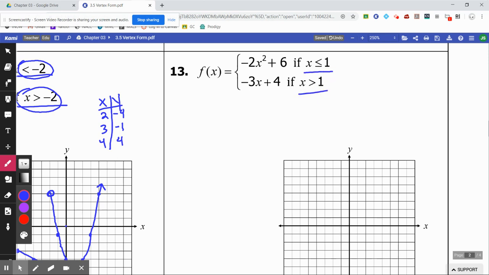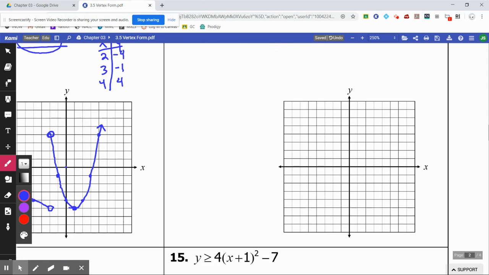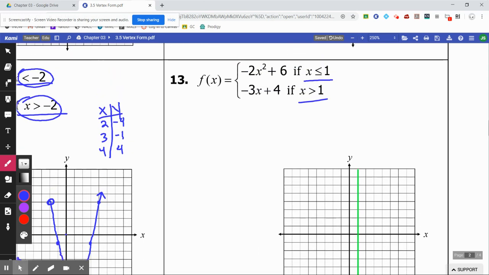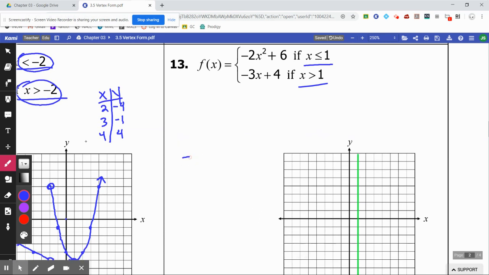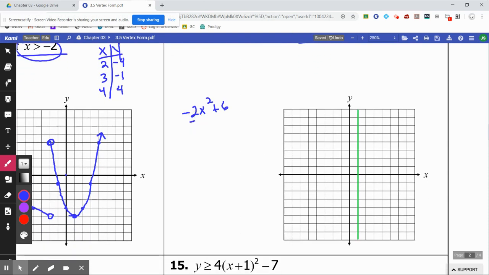Our separation point is at x equals 1, so let's draw that line. Now, I'm graphing a parabola to the left of the line. It is -2x squared plus 6. Let's talk about transformations. The -2 is going to flip it over. Inside with the x, I have nothing. So these two values are going to be the same. I'm going to move it left 0 and up 6. So therefore, my vertex is going to be at 1, 2, 3, 4, 5, 6, so (0, 6).